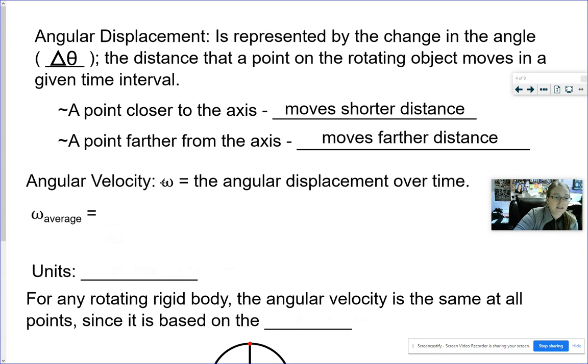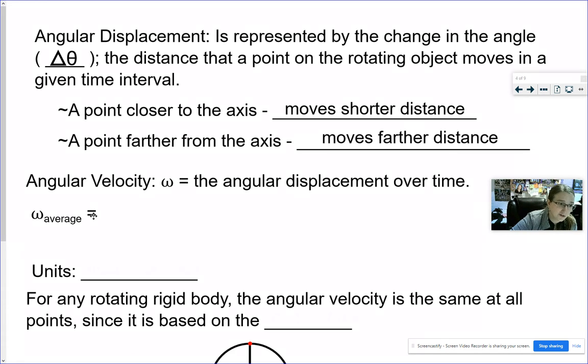So angular velocity, this is omega. It looks like a W. That's actually omega. You might see it written a little bit differently for like sororities or something, but that is omega. This is the angular displacement over time. Normal velocity is displacement over time. So angular velocity is angular displacement over time.